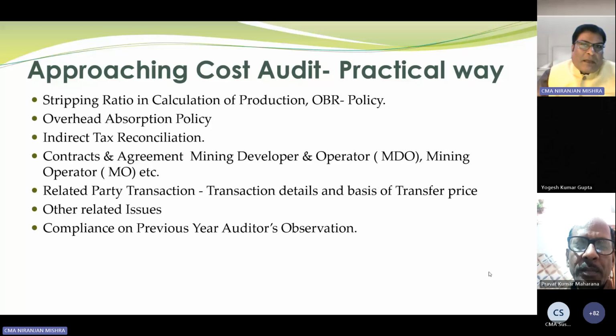Each and every company has an OBR policy, the overburden removal policy, and that is the stripping ratio. Why is this required? In some cases, if the overburden is more, a company may be engaged in overburden removal for 9 months, because after overburden removal the company goes for the mining activity. So first, for 9 months, it removes the overburden.